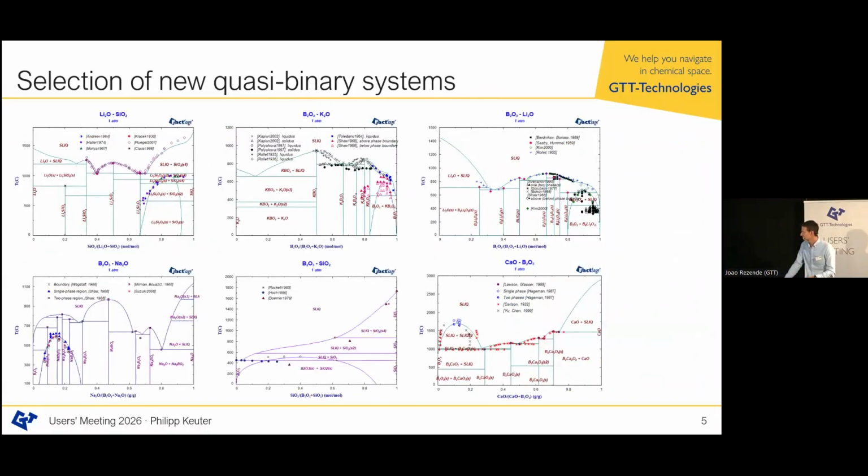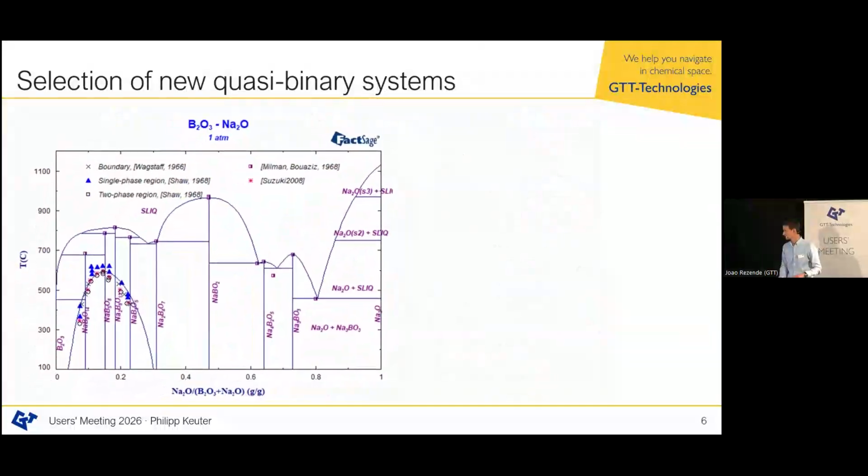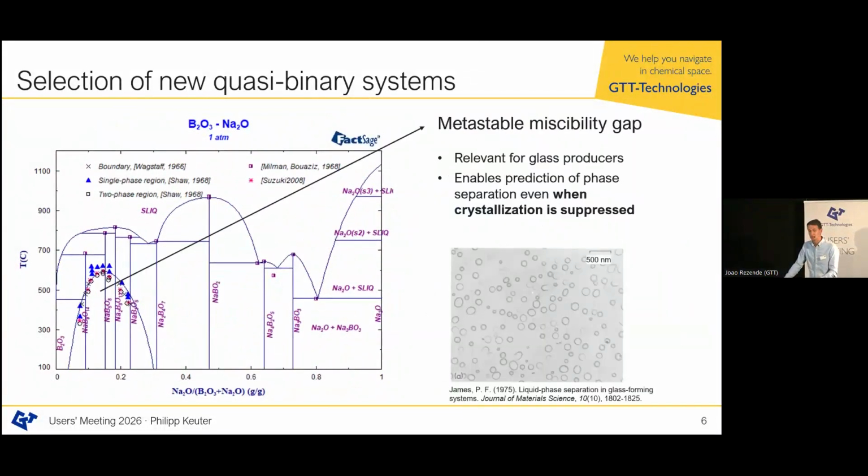So first of all, you can appreciate the great agreement between experimental data points and calculated phase diagram based on the work Tanya did. And what you also see is that for these systems, we can zoom in for one system, boron oxide, sodium oxide, for example, and you can see the metastable miscibility gap. That is not relevant when you are in full equilibrium. You do not need to care about this.